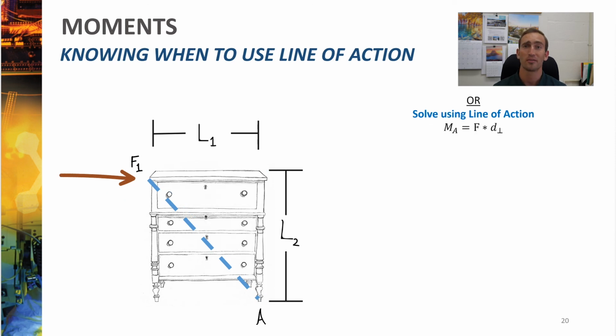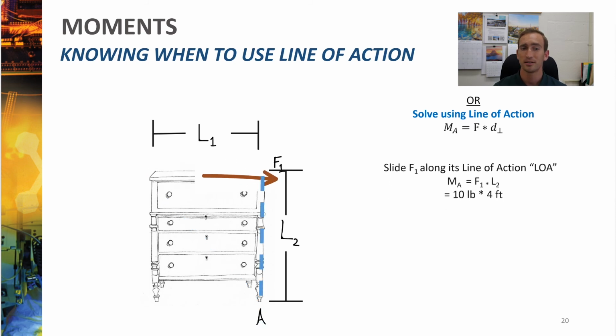So this example is perfect to illustrate how easy line of action can be. Everything we just did before, those 5 steps, all that math, which we hate, can be done by doing one simple thing. If you take your force and slide it along its line of action at the top of the dresser, you can now find that F1 is perpendicular, shown by the dotted blue line, to point A. Your moment then becomes F1 times L2, where F1 was 10 and L2 was 4.